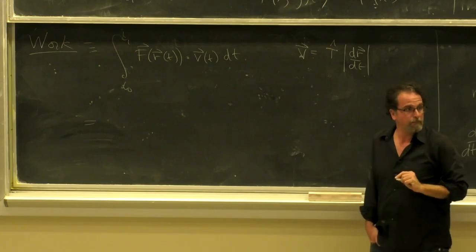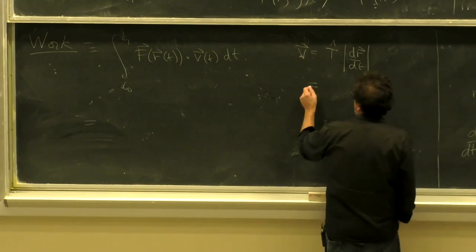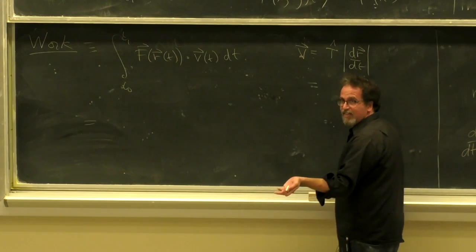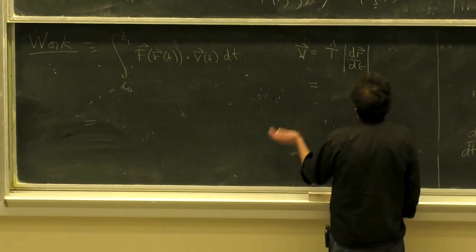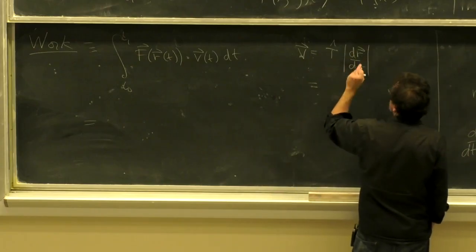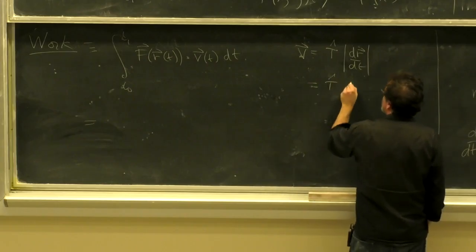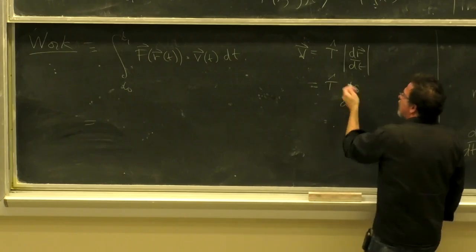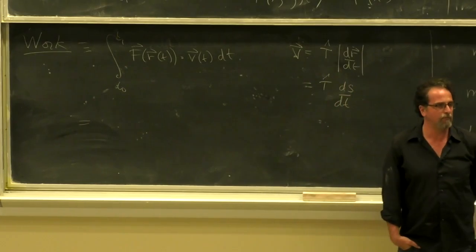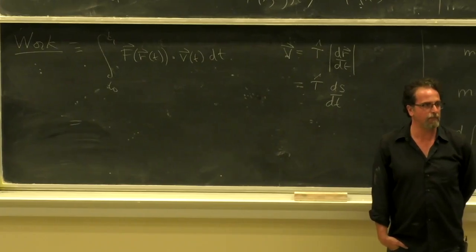Right? We got that from last time. That's why we studied chapter 13. That's why we spent some time in chapter 13. And this is the magnitude of the velocity, which is also the speed, which is also the time rate of change of the arc length of the curve, ds/dt.